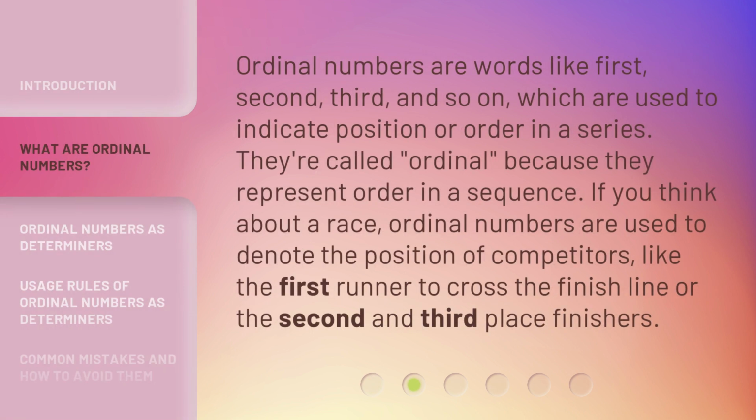Ordinal numbers are words like first, second, third, and so on, which are used to indicate position or order in a series. They're called ordinal because they represent order in a sequence. If you think about a race, ordinal numbers are used to denote the position of competitors, like the first runner to cross the finish line or the second and third place finishers.